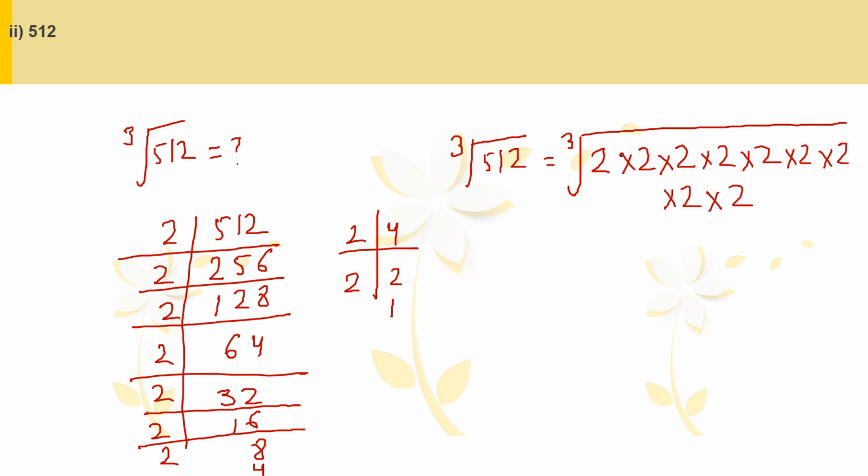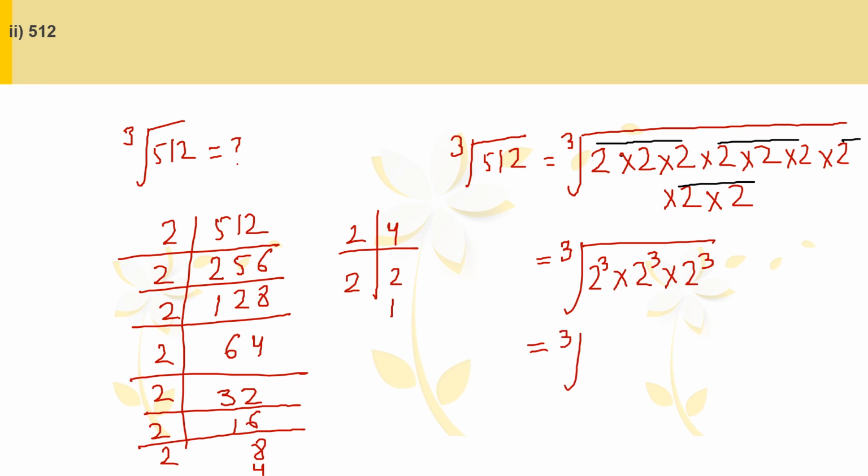Now what I have to do is I will make them in a combination of 3, like these 3, these 3 and these 3, right? In the next step I can write it as cube root of 2 to the power 3 multiplied by 2 to the power 3 multiplied by 2 to the power 3, and then I will separately apply root on each of these numbers: cube root of 2 to the power 3, cube root of 2 to the power 3 and cube root of 2 to the power 3.